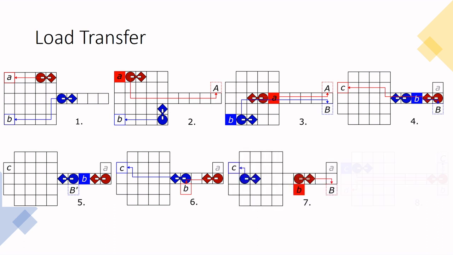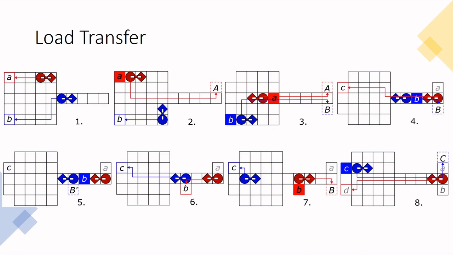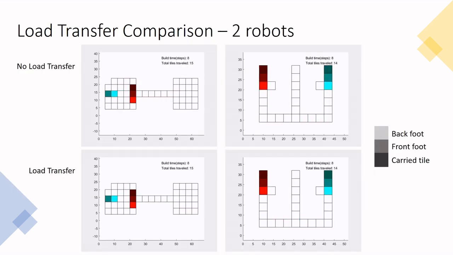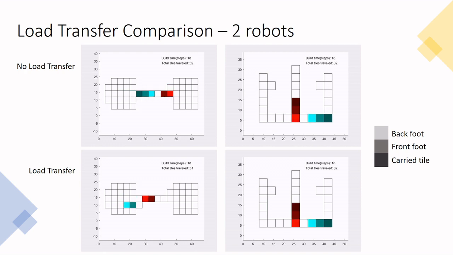A load transfer takes place if it reduces the cost. This happens often in narrow corridors. To avoid increasing planning times too much, only pairs of robots within a certain distance of each other are checked for potential load transferring. The following animations show load transferring in action for different reconfiguration sequences.